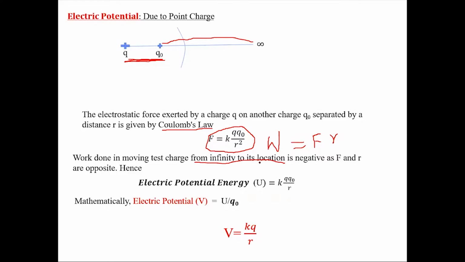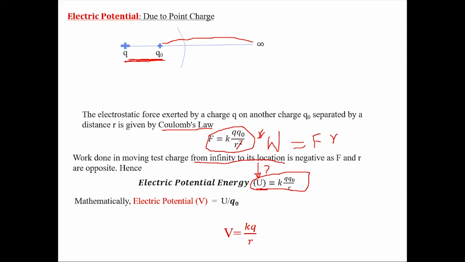Then you can derive the equation for potential energy U from there, because if you do some calculus, there are some steps here using calculus, so we get here. This makes sense because electric potential energy is work done. If the force is this, then the work done is multiplied by R. This R and R cancel, and you are left with KQ Q0 over R.